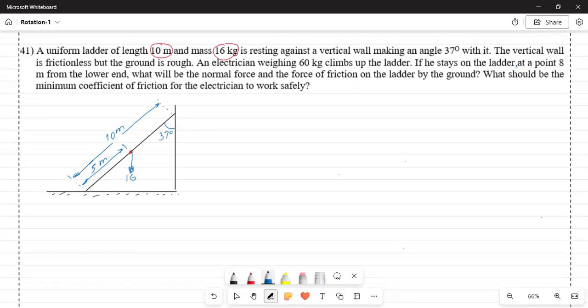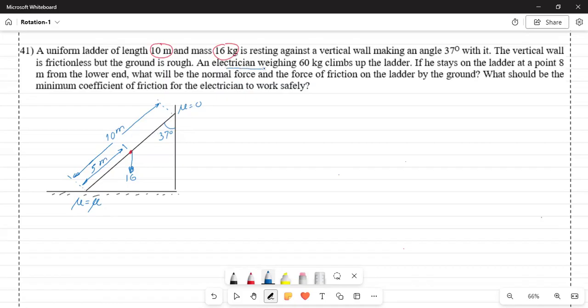The vertical wall is frictionless. So mu here in the vertical wall is 0. And the ground is rough. Of course, the ground has to be rough because if both are frictionless, then the ladder cannot rest. Ladder will simply slide down. There is some friction here. Mu is equal to, say, mu. We do not know what is the value of mu.